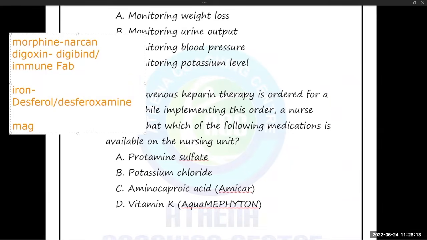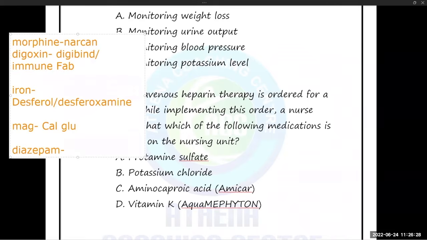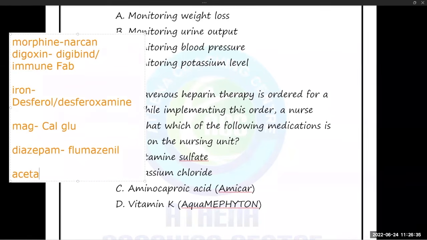Magnesium. Calcium gluconate. Very good. Diazepam. Flumazenil. Acetaminophen. N-acetylcysteine, yes, or Mucomyst.